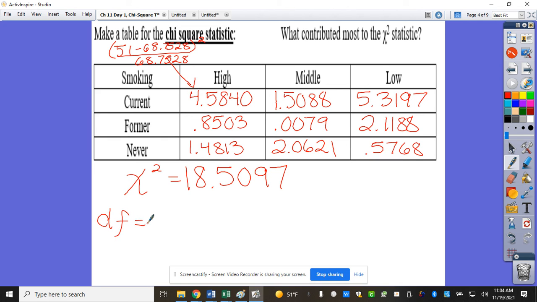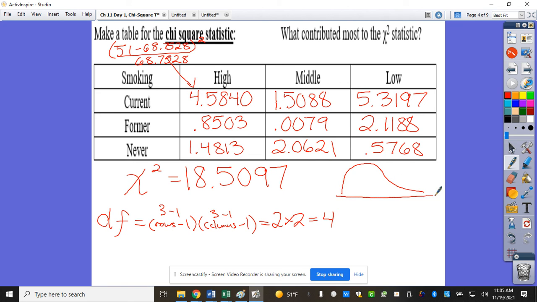For degrees of freedom, which I'm going to write out more than I need to. How many rows do I have? How many columns do I have? So I'm actually just doing what times what here, which is... Chi-square is a right skewed distribution, like that. So we are always shading this tail for a chi-squared.